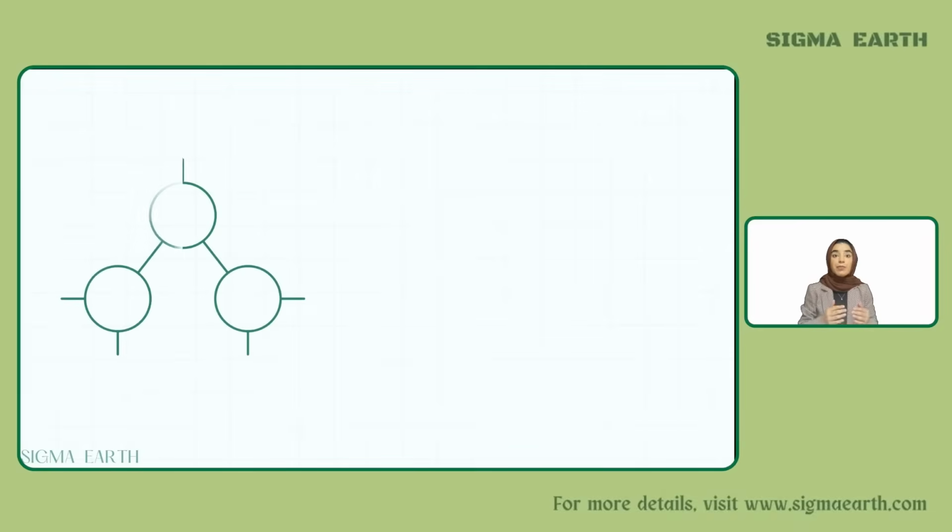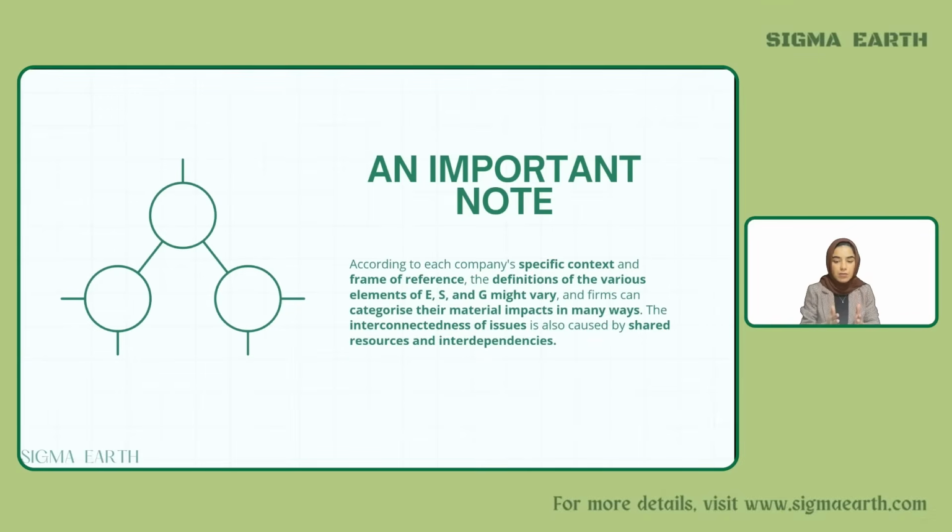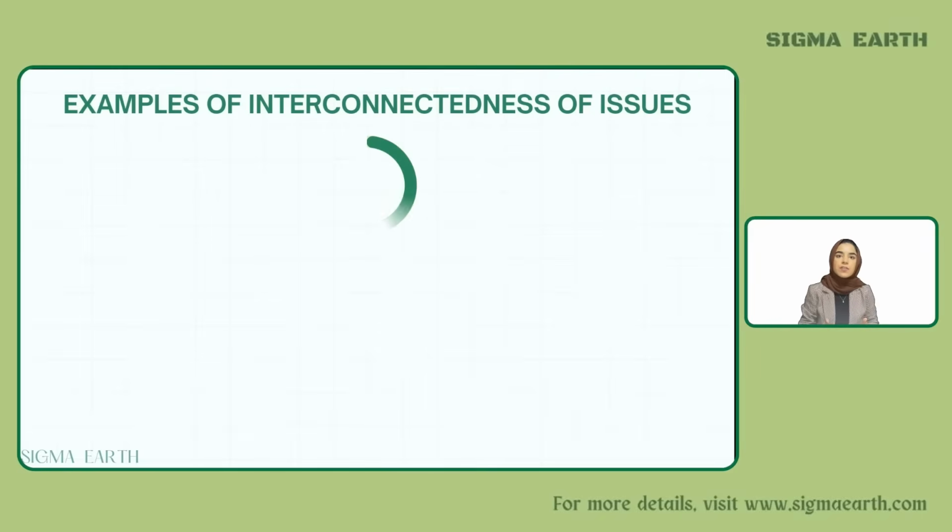Before we move forward, it is important to note that the individual definitions of E, S, and G can vary, and companies can categorize their material impacts differently depending on their unique context and frame of reference. This interconnectedness of issues is also caused by the shared resources and interdependencies in various factors. We will look at a few examples to understand it better.